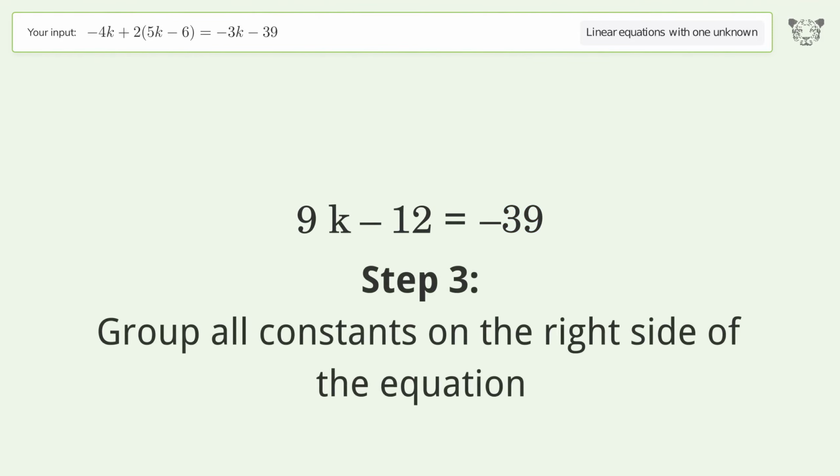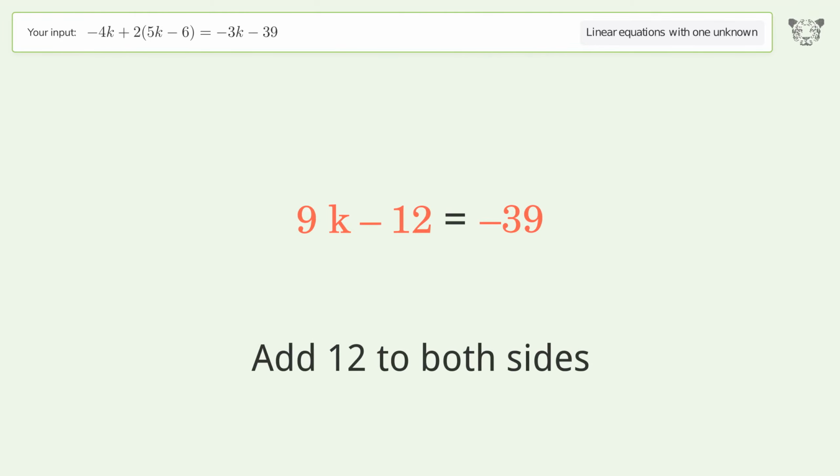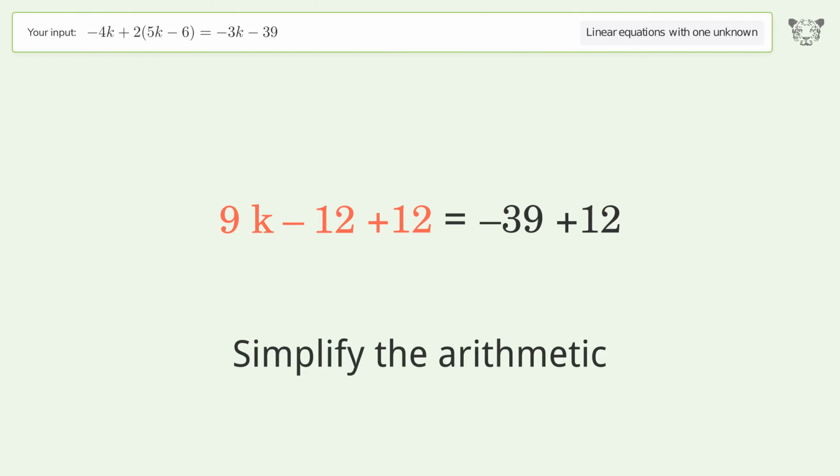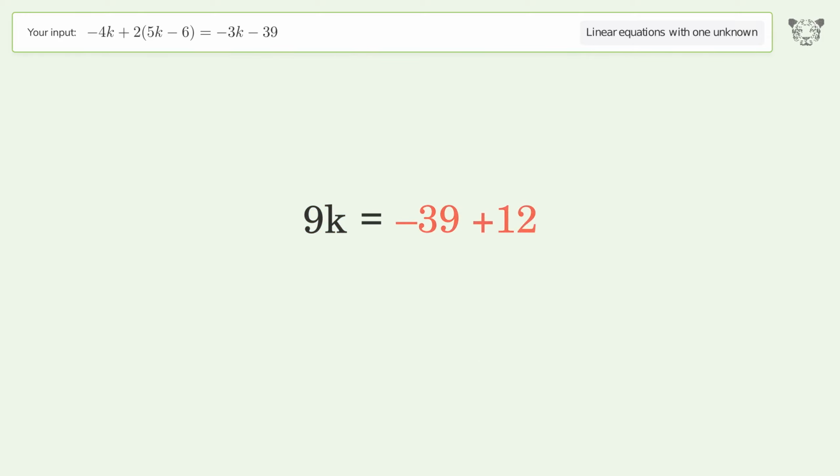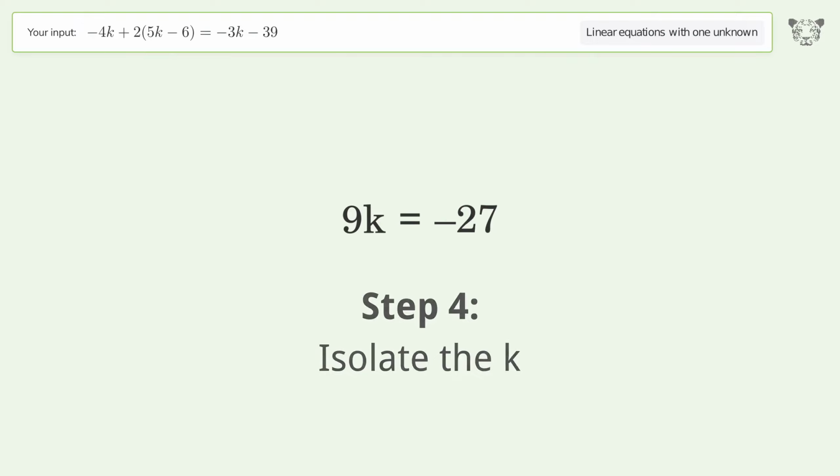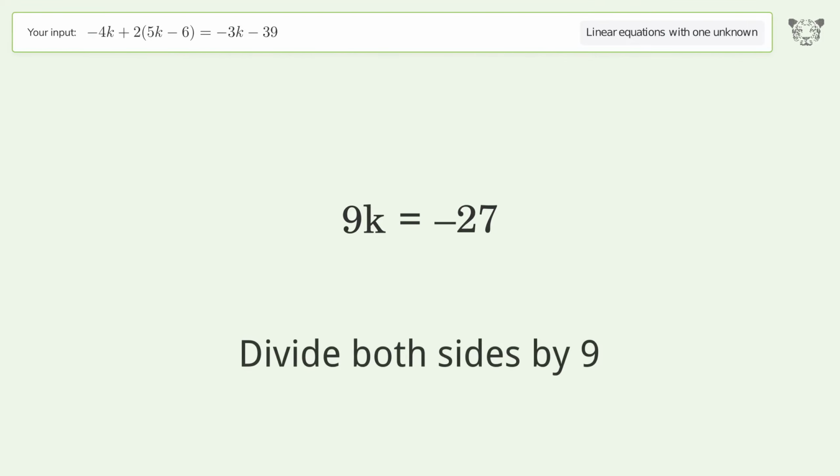Group all constants on the right side of the equation. Add 12 to both sides. Simplify the arithmetic. Isolate the k. Divide both sides by 9.